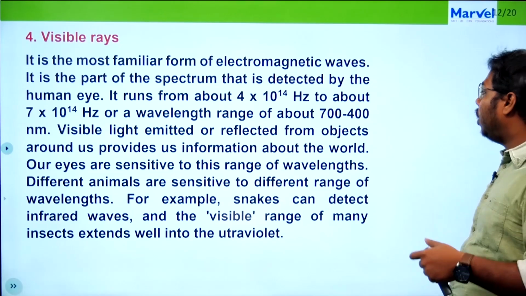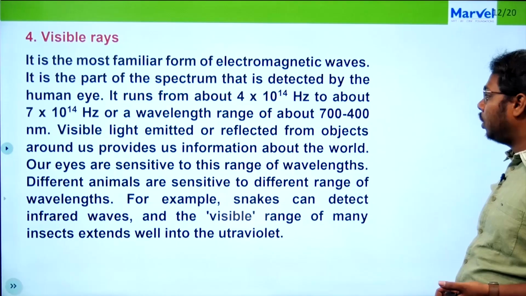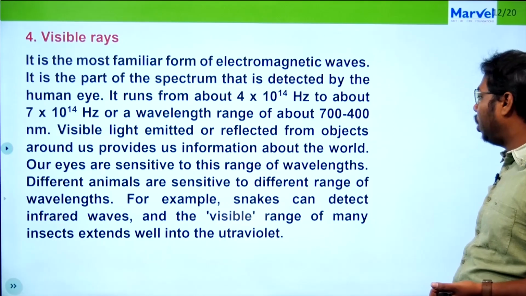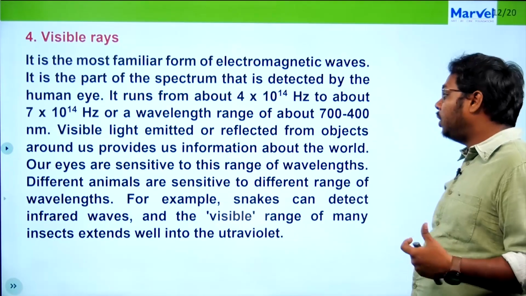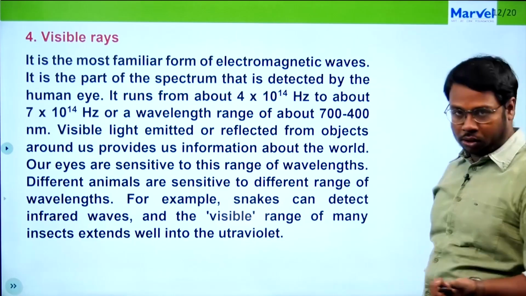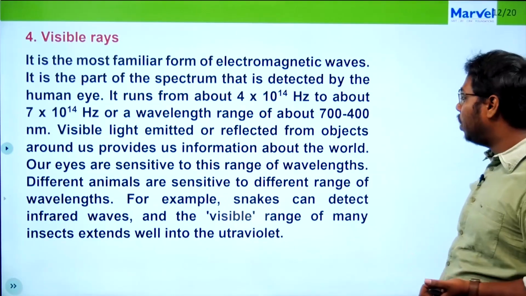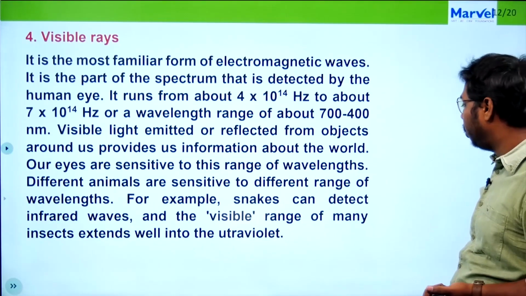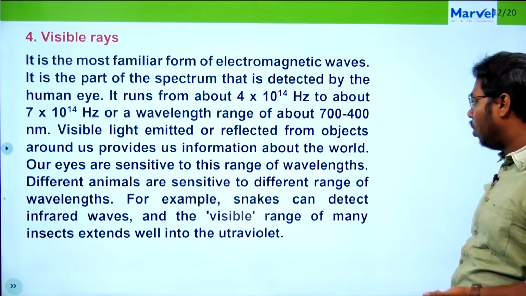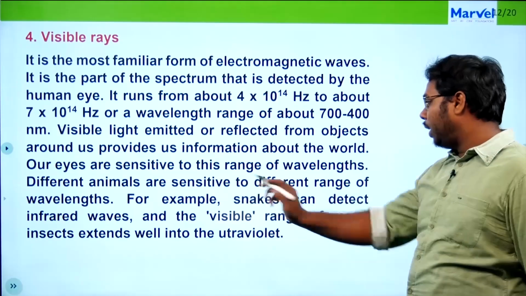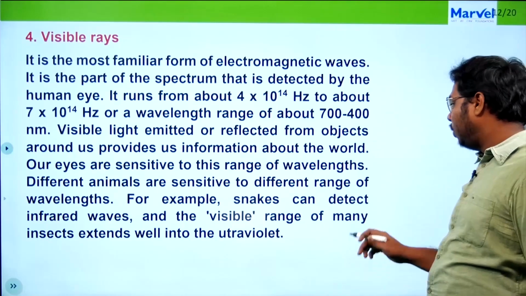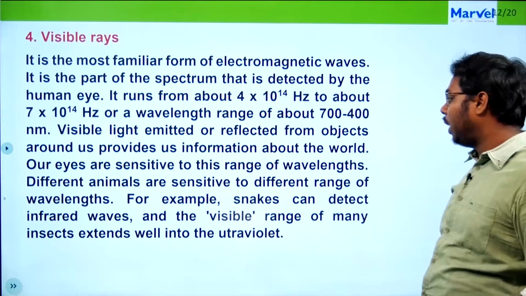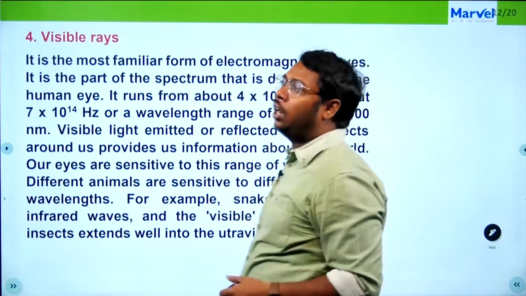Visible light emitted or reflected from objects around us provides us information about the world. Our eyes are sensitive to this range of wavelengths. Different animals are sensitive to different ranges of wavelengths. For example, snakes can detect infrared waves, and the visible range of many insects extends well into the ultraviolet region.